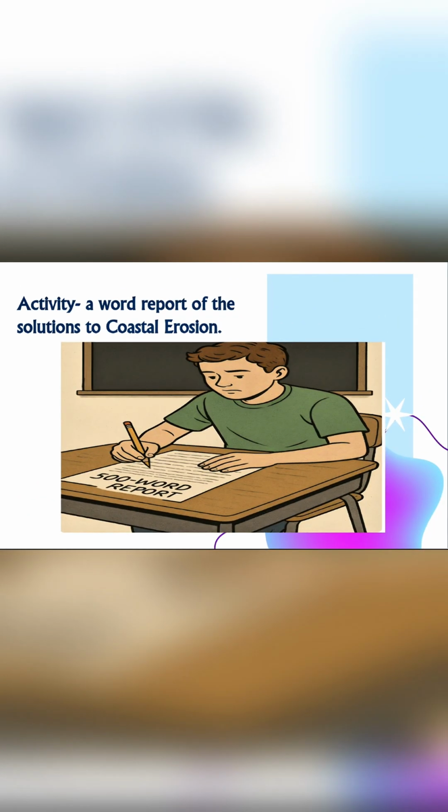Here we see a student working on a report about solutions to coastal erosion. In Tyler's model, learning is structured and linear. Students learn, then are assessed to see if they met the objectives.